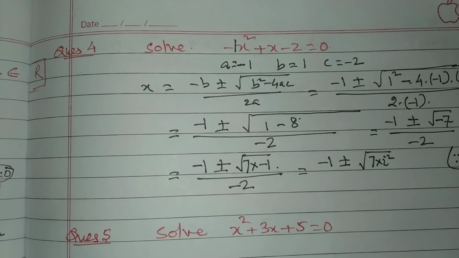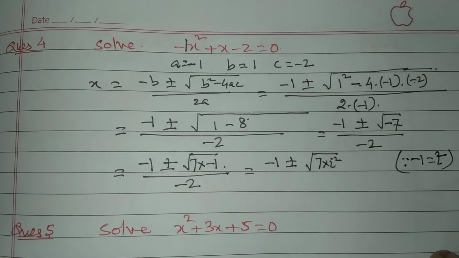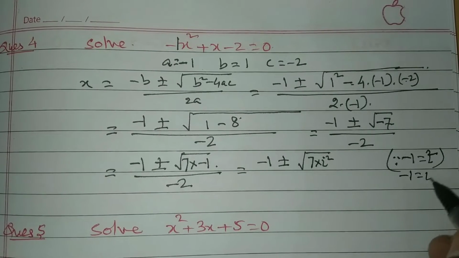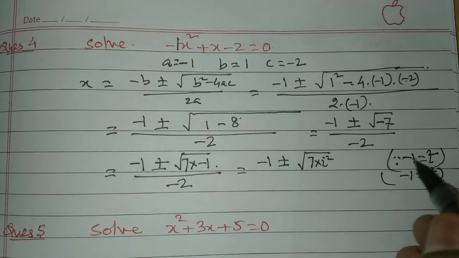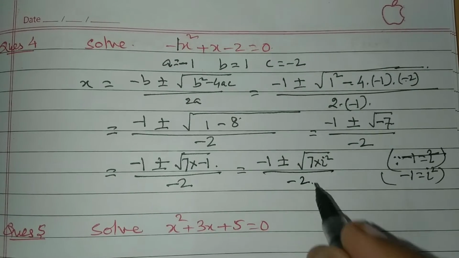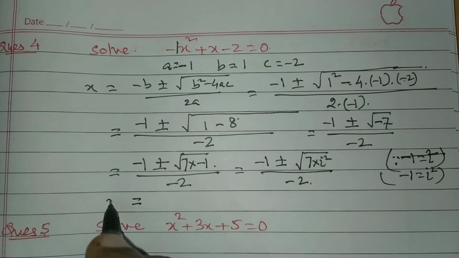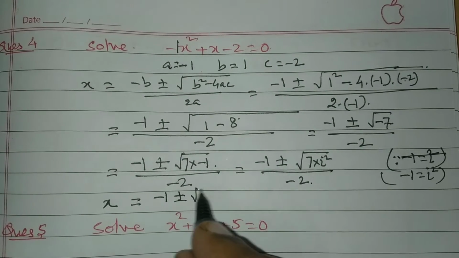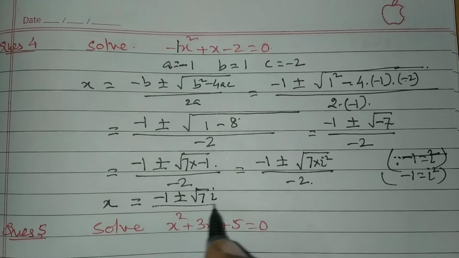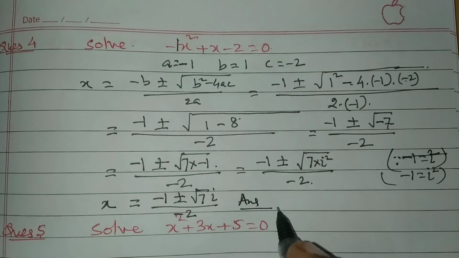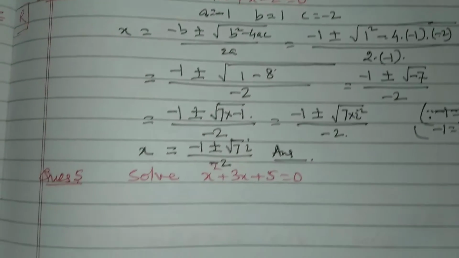Since minus 1 is equal to i square, divided by minus 2, x is equal to minus 1 plus minus root under 7 i divided by minus 2. So these are the two solutions, and now we are coming to the next question.